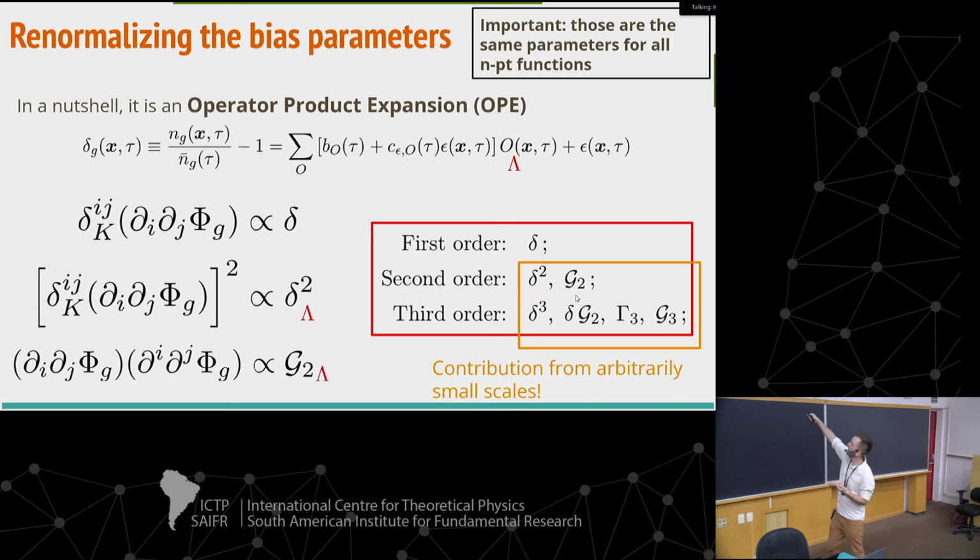You can think about, okay, delta squared. If I renormalize delta squared, and this is going to be tomorrow's talk, if I renormalize this guy, I naturally generate something that's a G2. So it became clear that you have to extend.